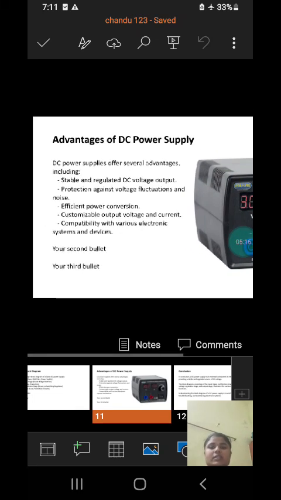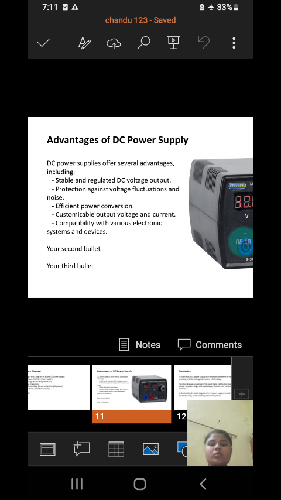Advantages of DC power supply. DC power supplies offer several advantages, including stable and regulated DC voltage output, protection against voltage fluctuations and noise, efficient power conversion, customizable output voltage and current, and compatibility with various electronic systems and devices.